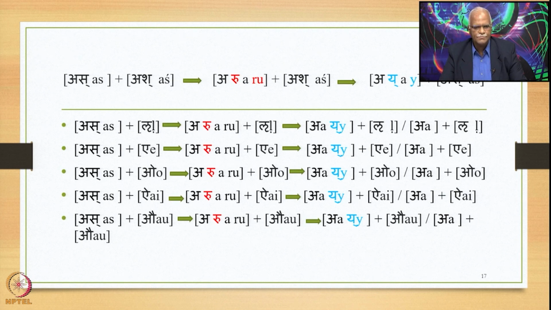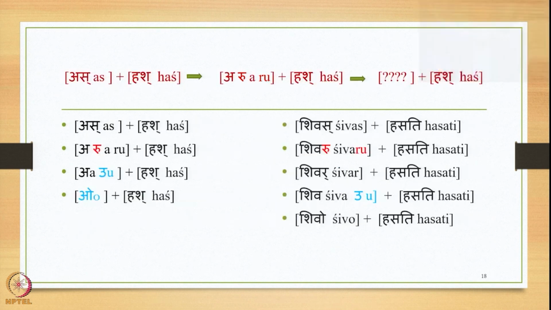Then we have us plus au, then aru plus au, then aya plus au, and here ya gets optionally deleted, so we get a plus au. These are the template examples.